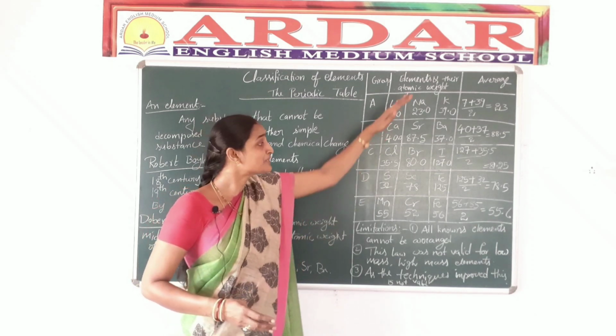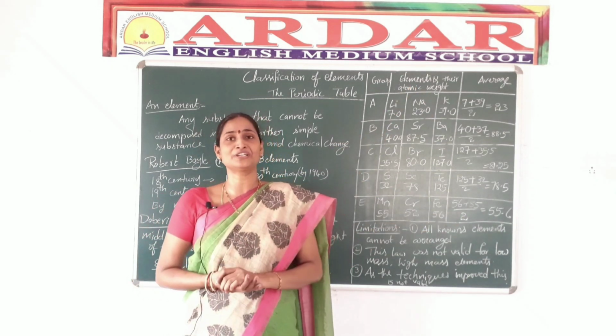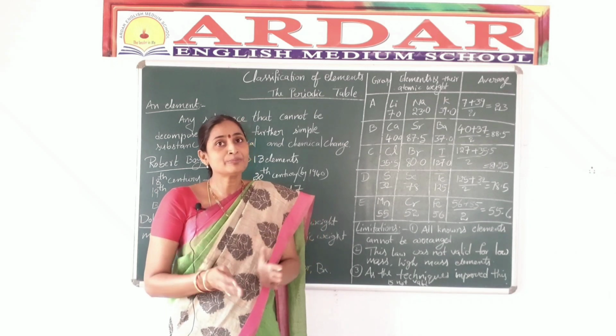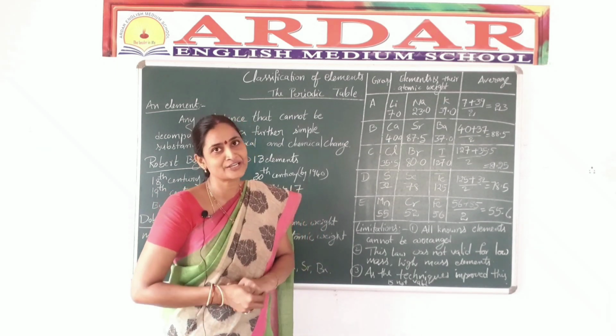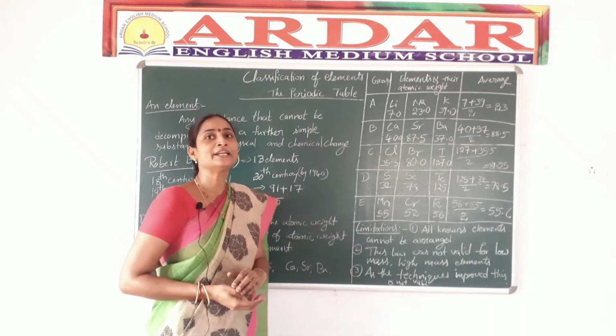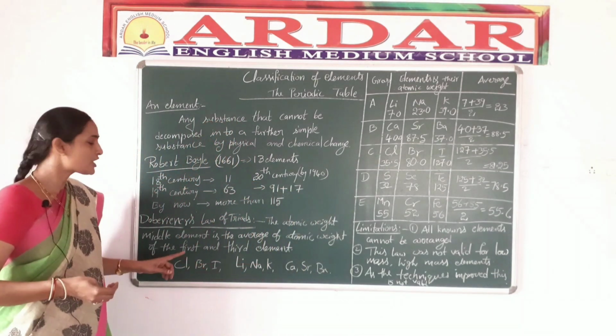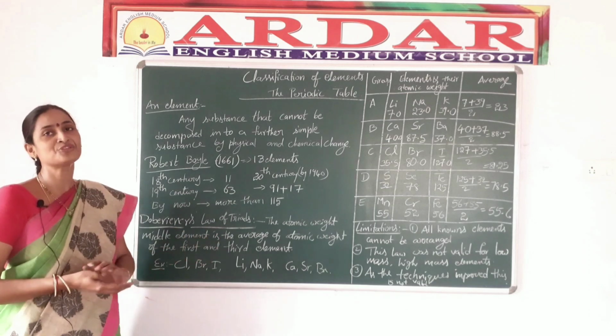So from these observations we can understand one thing: the atomic weight of the middle element is equal to the average of the atomic weights of the first and third elements. This was given by Dobereiner. That is why this law is called Dobereiner's law of triads.